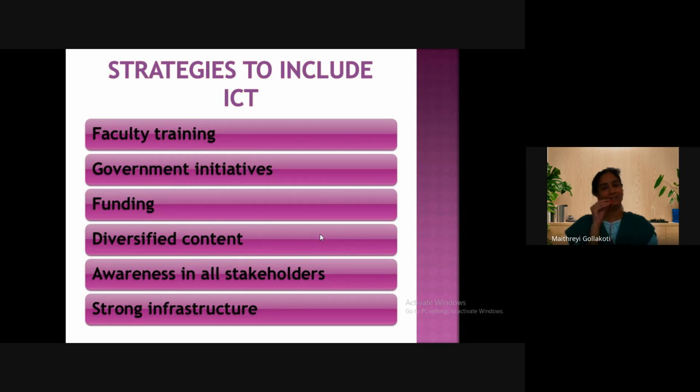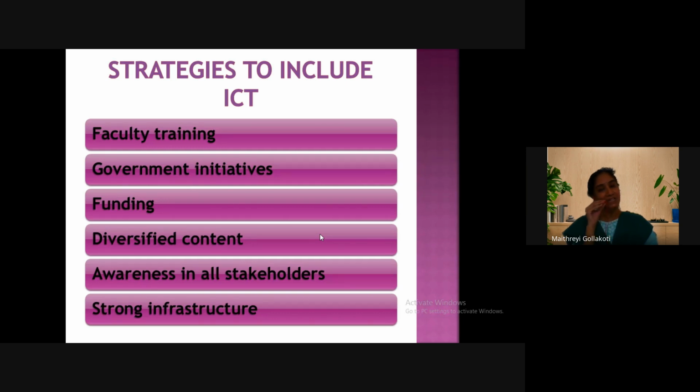Strategies to include ICT. How can we include ICT in our classes? The first thing, as I have already mentioned, is faculty training. Every institution should make it mandatory for all the teachers to be digitally aware, to be digitally complete, in control of using digital devices. That should be insisted upon in all institutions. Then we can implement ICT very, very happily.